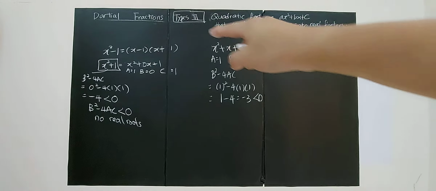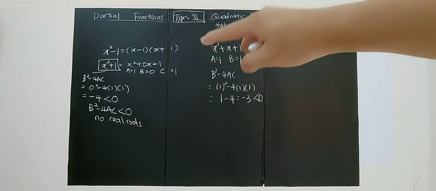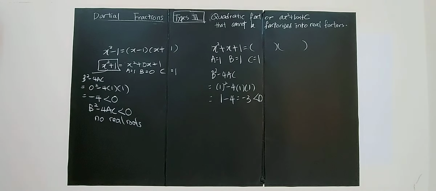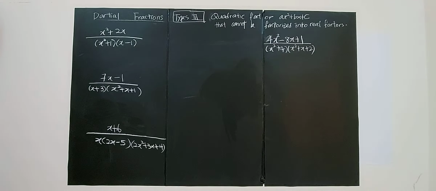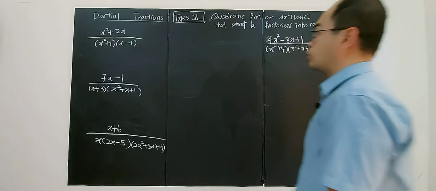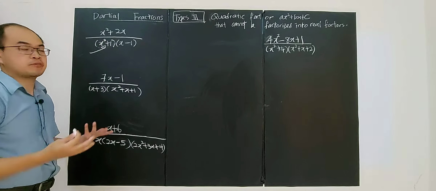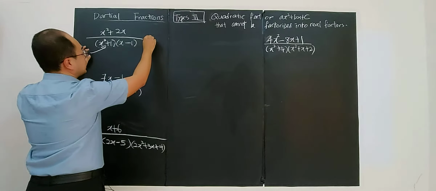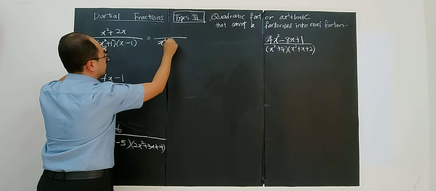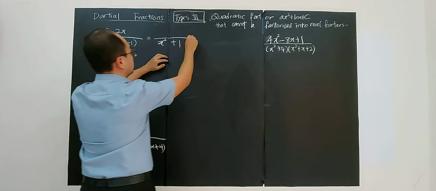So let's see what the impact is for this type of factor in the denominator of the rational functions. Let's continue with an example. Before we count the values of a, b, and c, just like the previous video, we have these few examples. I'm going to introduce you to the suitable form of partial fraction for these four partial fractions. Look at this one: x squared plus 1 is a quadratic factor that cannot be factorized into two linear factors.